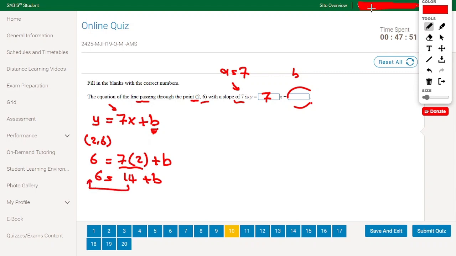14 will go to the other side, so 6 minus 14. So b would be equal to minus 8. So now in the equation, b is equal to minus 8, I have 7x minus 8. So the equation will be y equals 7x minus 8.